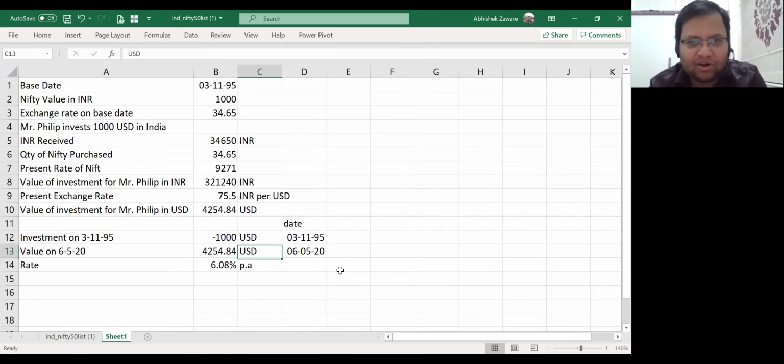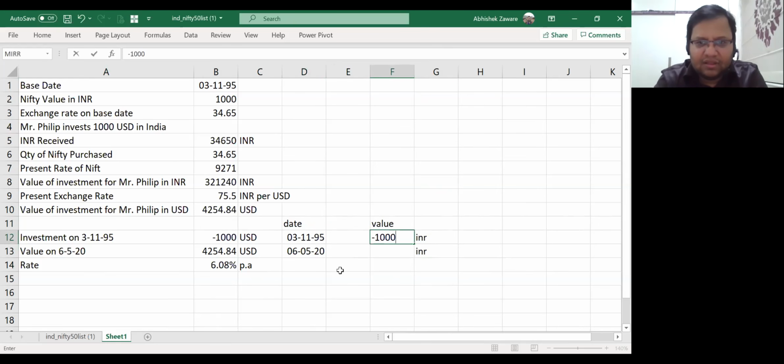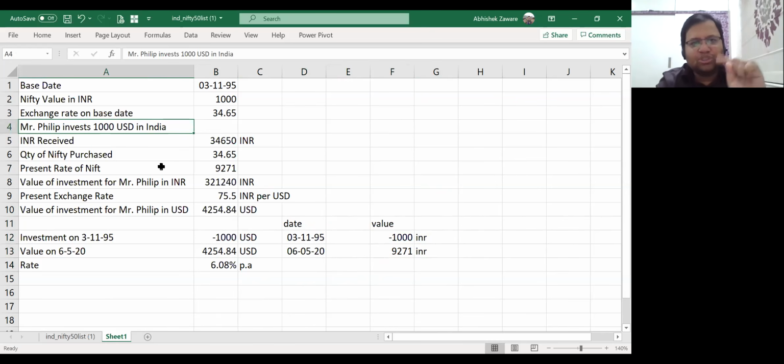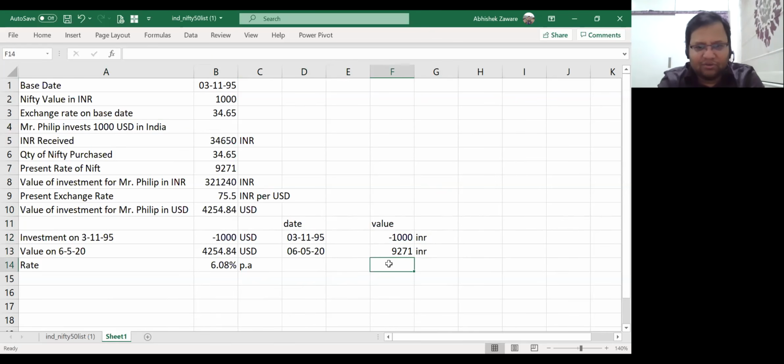Indian investors have earned more. Let us calculate for an Indian. For an Indian, what do we have to do? We have dates and values. Here I am going to take the value in INR. The INR value was 1,000, but today's value in INR is 9271. Now you may say, sir, both are 1,000, our Nifty's value was 1,000 at that time in INR also. See, I assumed his investment is 34,650 INR, and I kept his $1,000. Children, see the return, magic is going to happen.